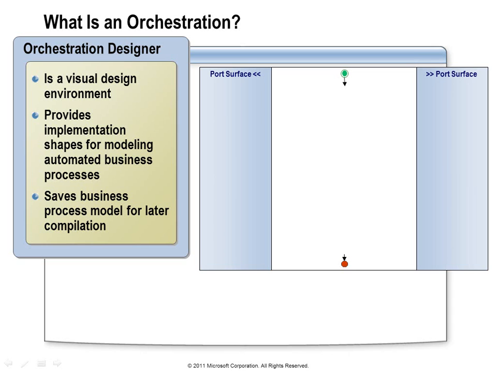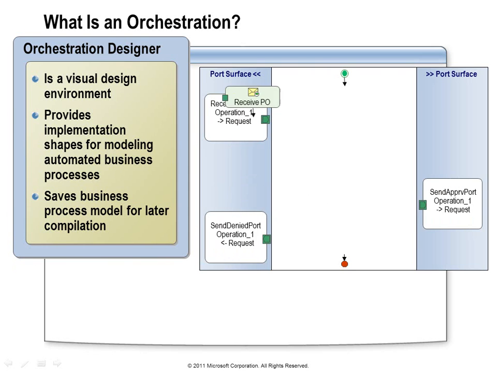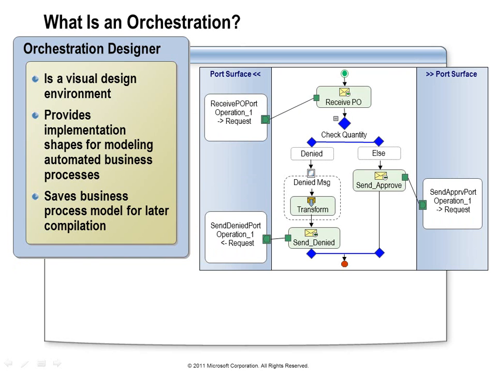Well, orchestrations, we've heard about those since day one. What exactly is an orchestration? At some level, an orchestration is a diagram of a business process. So the orchestration designer offers you a toolbox full of shapes that you can use to map out your business process. And as you add those shapes to your design surface, you can set properties on those and configure those to meet the needs of your particular application.